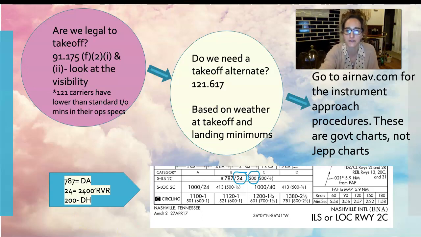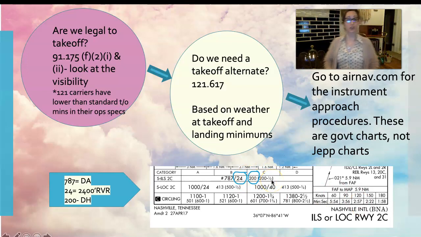And then the 24, you add 2 zeros, and that is 2,400 feet, and that is your RVR, runway visual range. So you'll have to find the equivalent. So the landing minimums for this one, guys, is 200 and half, because 2,400 is equivalent to half statute miles. The numbers here in parentheses are for the military.